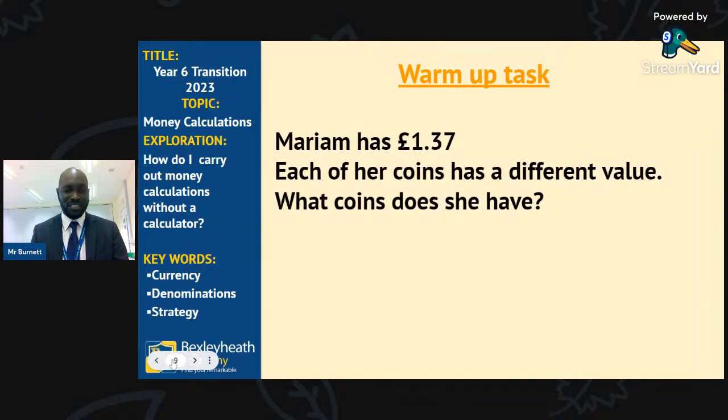All right, so this task, or first task, is a warm-up task. It's just for you to try to engage and to get yourself engaged with this question. So Mariam has £1.37 in coins. Now, each of her coins has a different value, so she doesn't have more than one of each type. What coins does she have? So we're going to ask you to think about that. She has £1.37. Each of her coins has a different value.